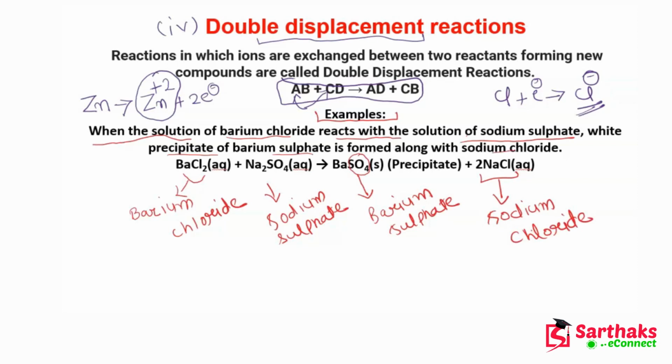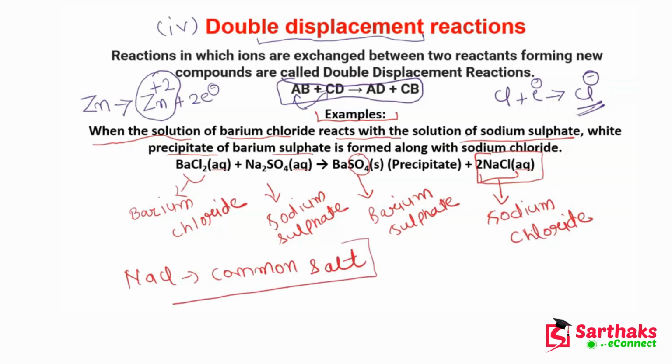This is a very important compound, NaCl. This is our common salt, which is used in our houses daily. If you are asked what the chemical formula of common salt is, you will say NaCl, you will call it sodium chloride, and its famous name is common salt.